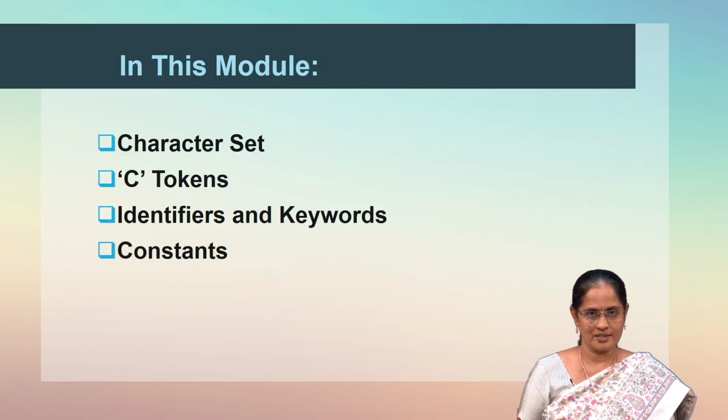Welcome to the lecture series Programming in C, in which we will be focusing on how C programming styles can be. In this module, we will be concentrating on how the character set has to be defined, what are the C tokens that are possible and applicable for programming, then what are the identifiers and keywords, and finally we will be looking into the constants and various types of constants.